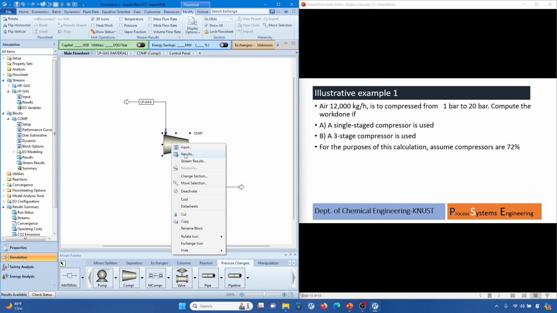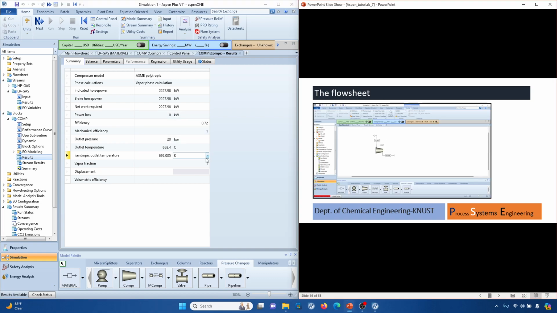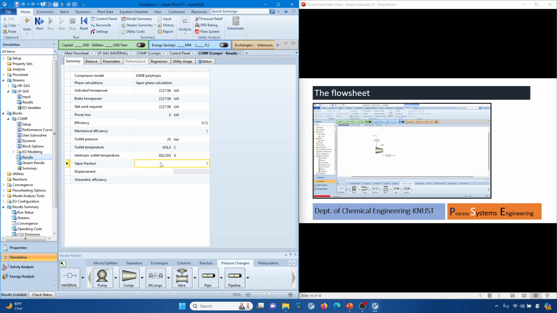When we go back, you can view the results. We see the energy required. We need 2,000 kilowatts, or about 2.2 megawatts, to achieve this outlet pressure of 20 bars. You can see the rise in the temperature. And this rise leads to more work for the compressor because it has to work against a hot expanding gas to bring it to 20 bar. It struggles more because of the rise in temperature.